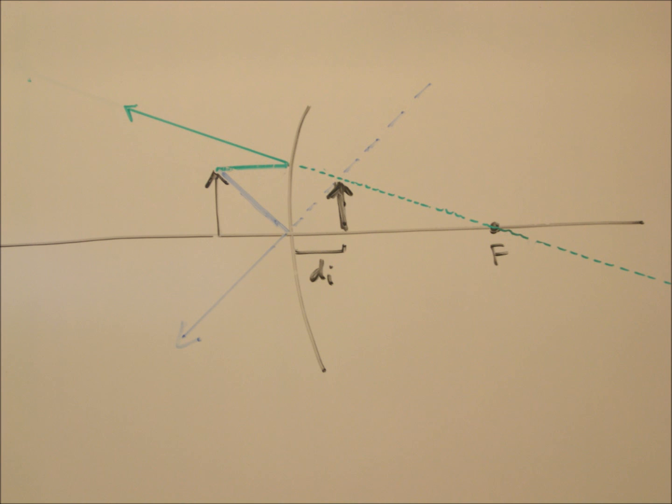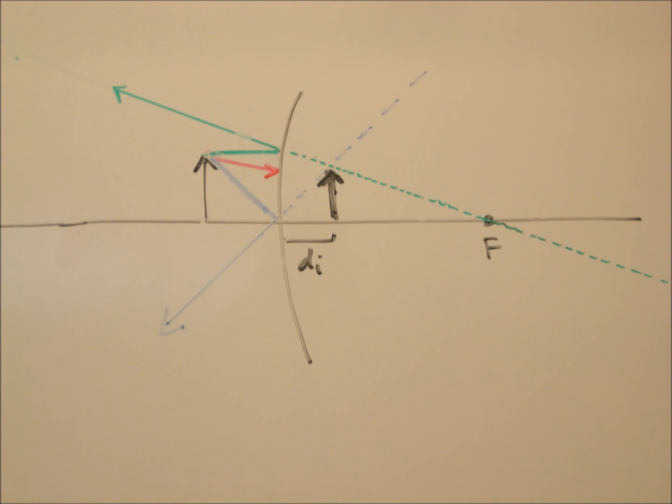And lo and behold, the place where the blue dotted line intersects the green dotted line is where your brain thinks the rays are coming from. And that's the image location, and I've shown the image length, d sub i, below the principal axis there.